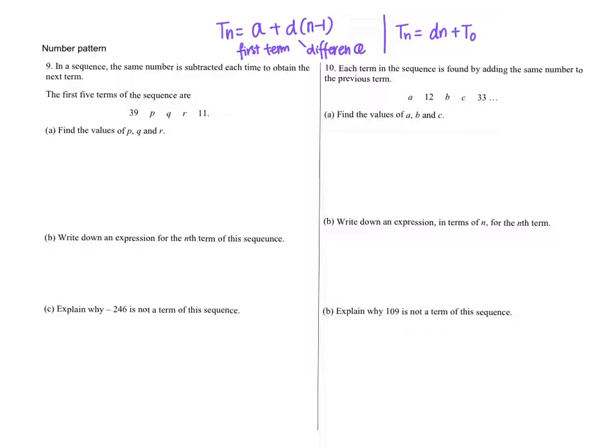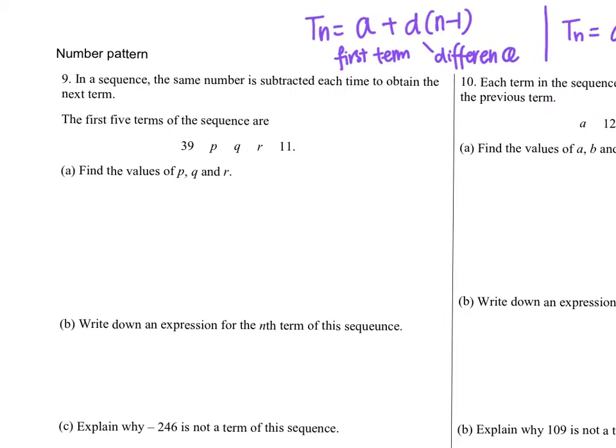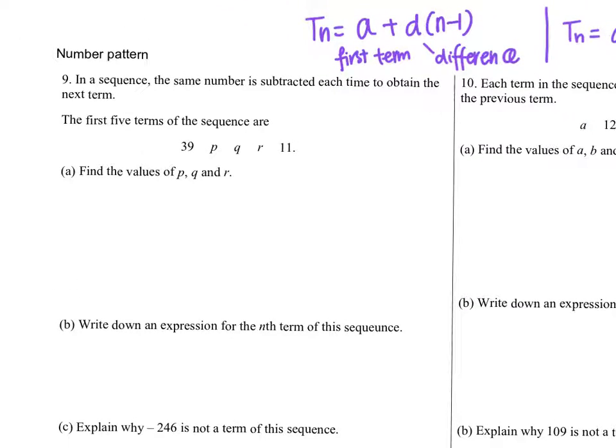Okay, now in question number 9, in this sequence, the same number is subtracted each time to obtain the next term. Let me zoom into this question a little bit. You notice that I'm subtracting a common number 1, 2, 3, 4 times to reach 11. So I need to take 39 minus 11 to give me 28. And I subtracted 4 times, so the difference is 28 divided by 4, which gives me 7.